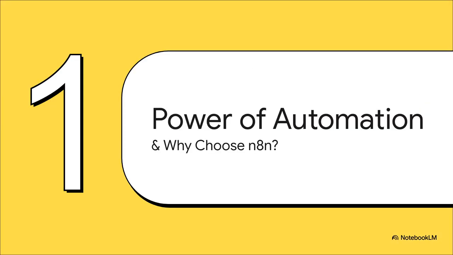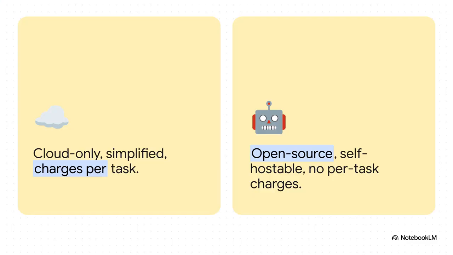Okay, let's jump right into Section 1, the power of automation and why choose n8n. Now, if you've dabbled in automation before, you've probably heard of tools like Zapier or Make. So, the really crucial point here is understanding how n8n actually compares. Zapier is incredibly beginner-friendly and it's cloud-only. But here's the catch. It charges you per task. That means every single action your workflow performs costs you money. And that gets expensive fast.